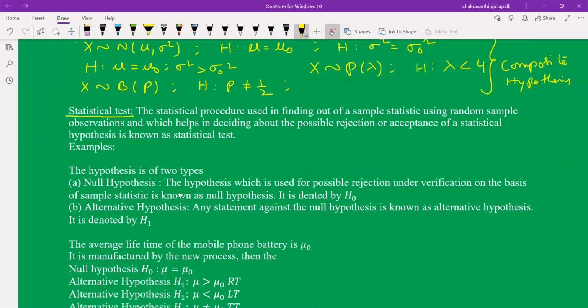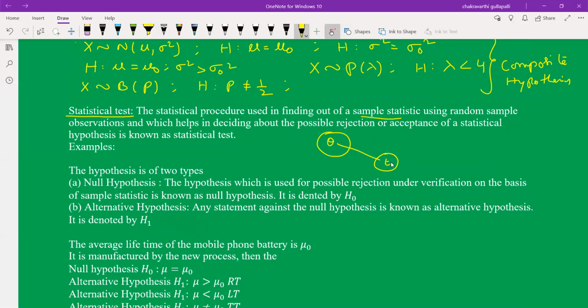So what is a statistical test? A statistical procedure used in finding out a sample statistic. Here is a population, this is a sample. Population parameter theta, sample statistic T. A statistical procedure used in finding out a sample statistic using a random sample of observations, and which helps in deciding about the possible rejection or acceptance of a statistical hypothesis, is known as a statistical test.